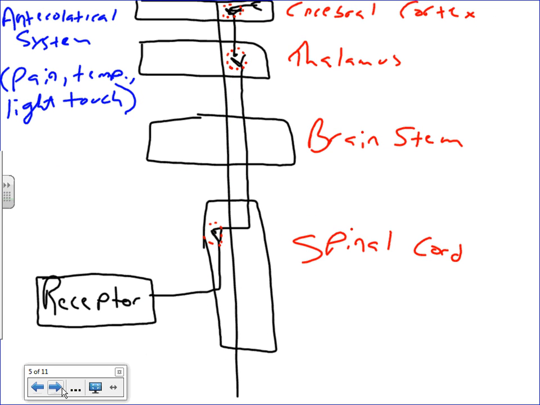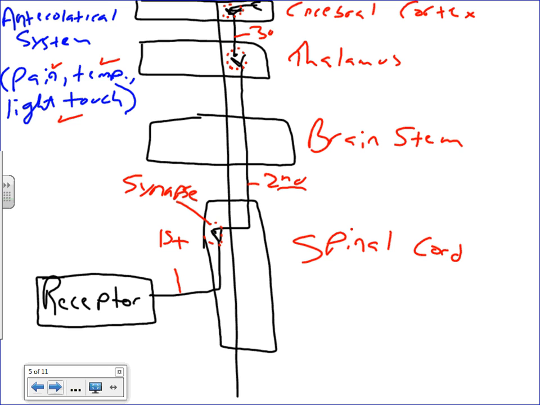Now we come over and take a look at the anterolateral system, meaning in the front side of the spinal cord. Basically, this is pain, temperature, and light touch. Now, what do you notice here? Again, let's put these neurons in order. Remember, the first order neuron is always going to be the receptor. So we've got the first order neuron, and then we've got the second order neuron. After the first, this right here represents a synapse. I should have mentioned that before. And then the second order neuron, like the other second order neuron, goes up to the thalamus.